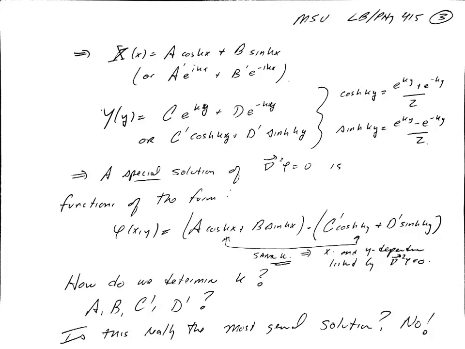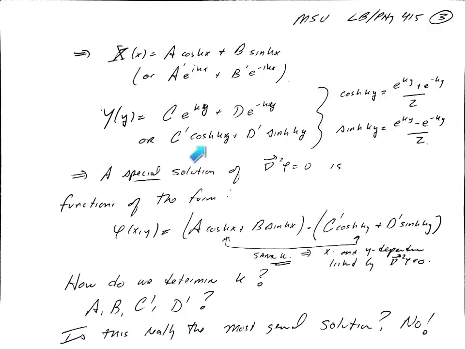We can solve the equation for X. The equation for X is just a harmonic oscillator equation, so we can write the solution for X as a cosine kx plus b sine kx, or we can equivalently write it in exponential form. In most cases, we're interested in real quantities, and that's the more convenient form. The solution for Y, assuming k is a real number, is an exponential e to the plus ky or a negative exponential e to the minus ky.